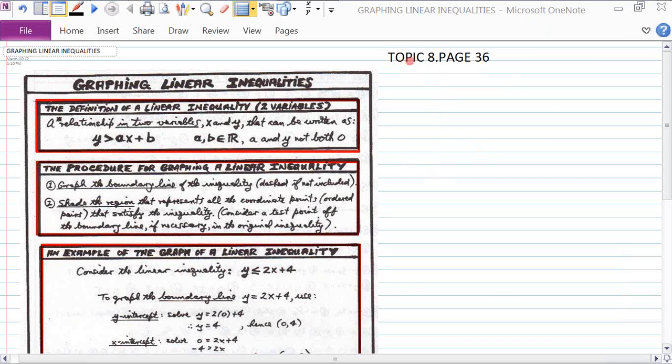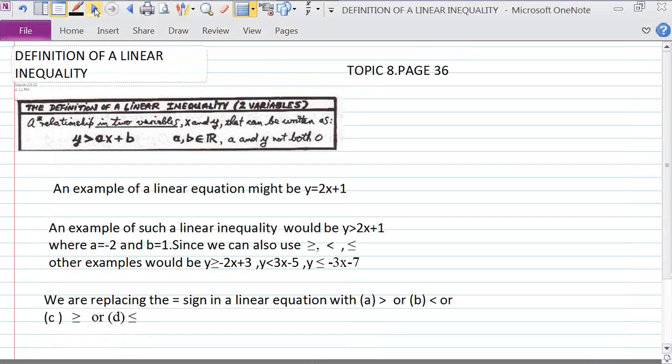So we're on topic 8, page 36, and the title is Graphing Linear Inequalities. On page 36, we're going to divide it into three parts. First of all, we're going to define linear inequality. Then we're going to see the procedure for graphing a linear inequality. And then finally, we're going to look at an example of a graph of a linear inequality. So first of all, let's go to the definition.